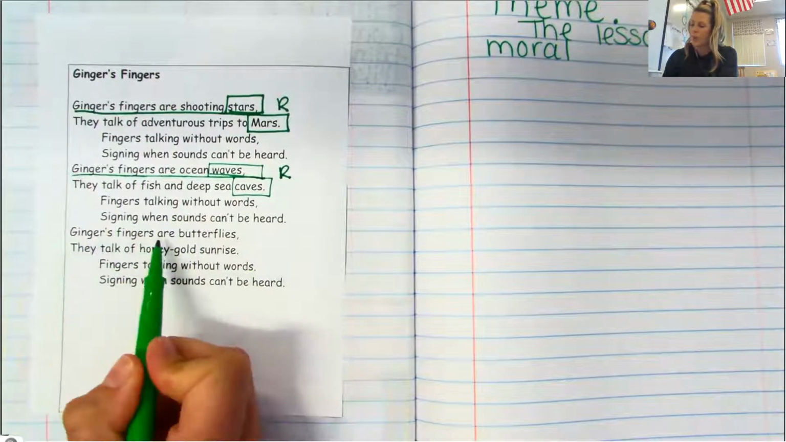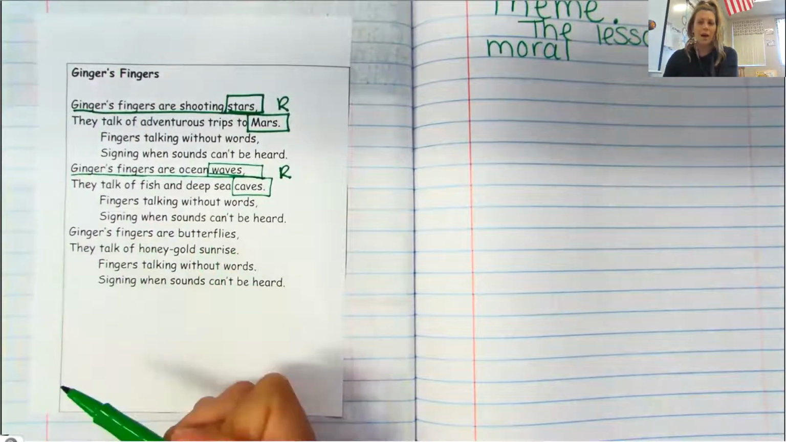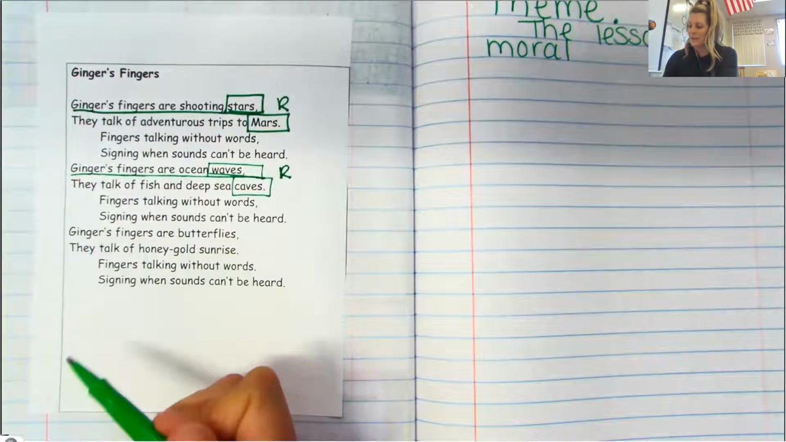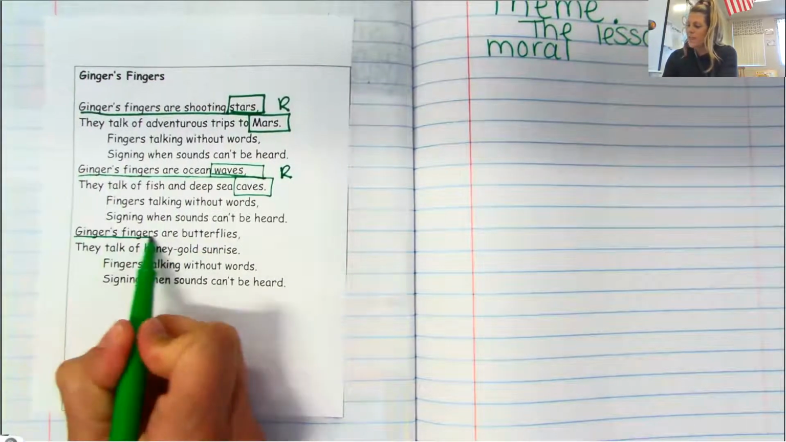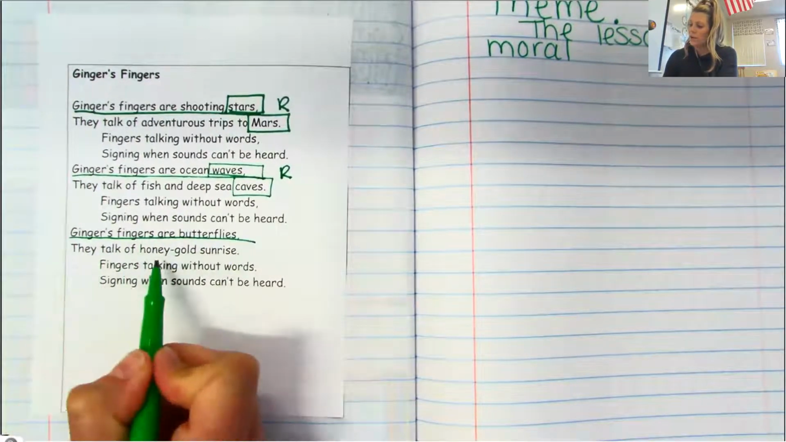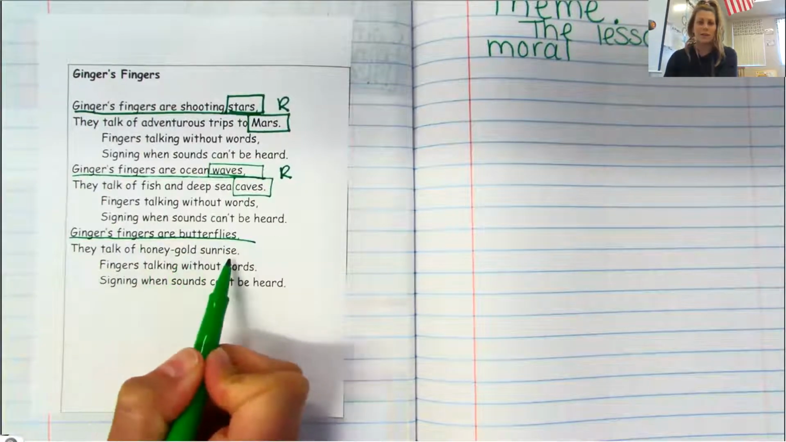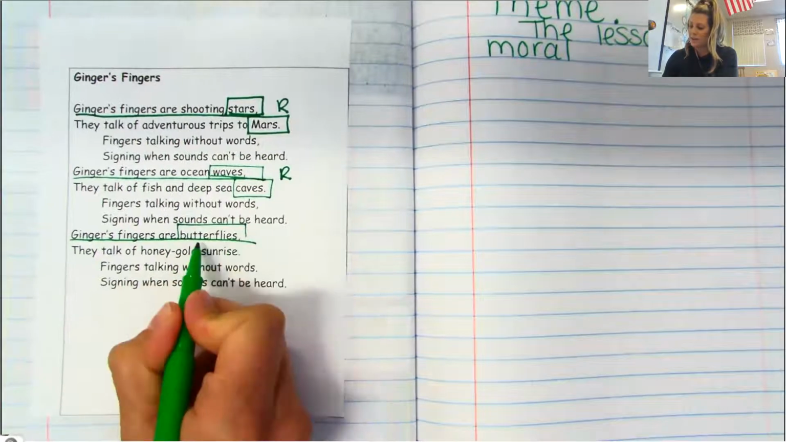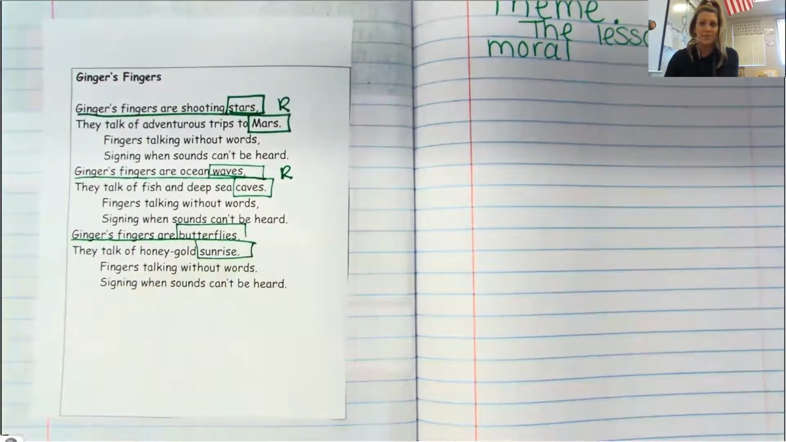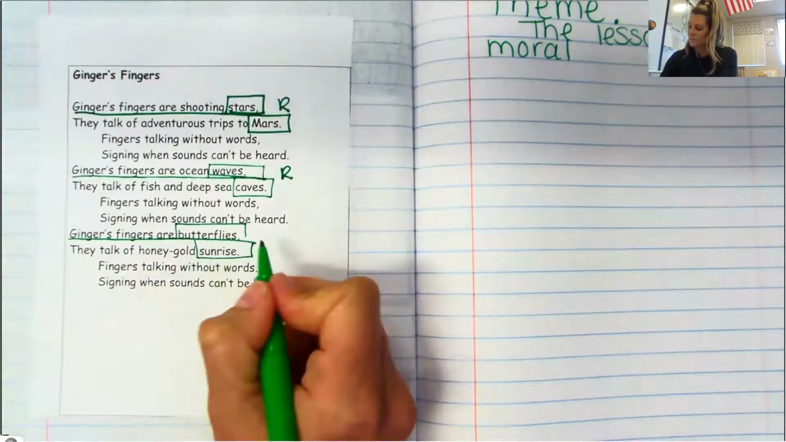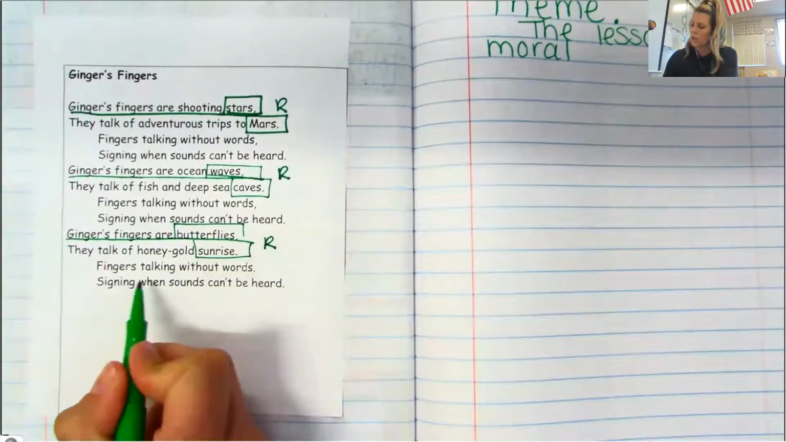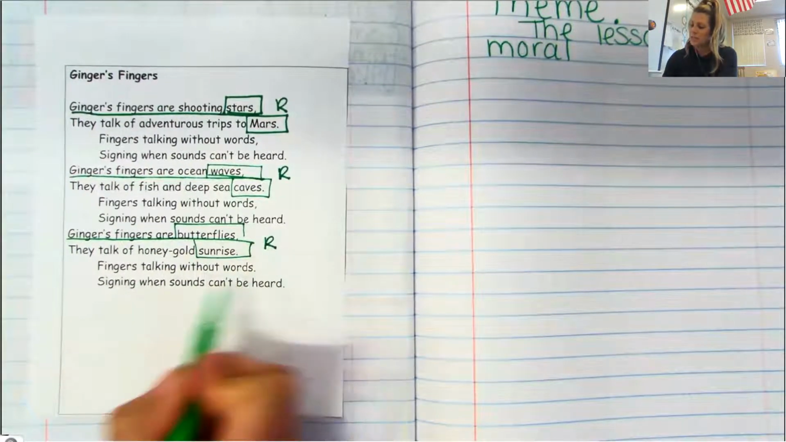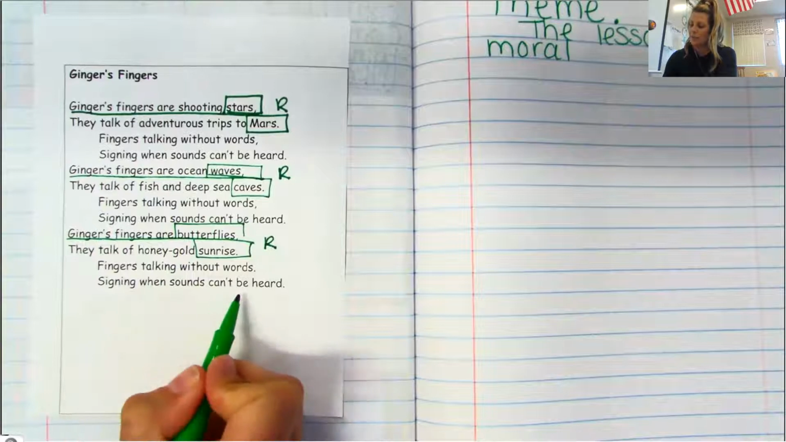Ginger's fingers are butterflies. Oh, what's that? It's a metaphor. They talk of honey, gold, sunrise. Butterflies and sunrise are what? They're rhyming words. Fingers talking without words, singing when sounds can't be heard.